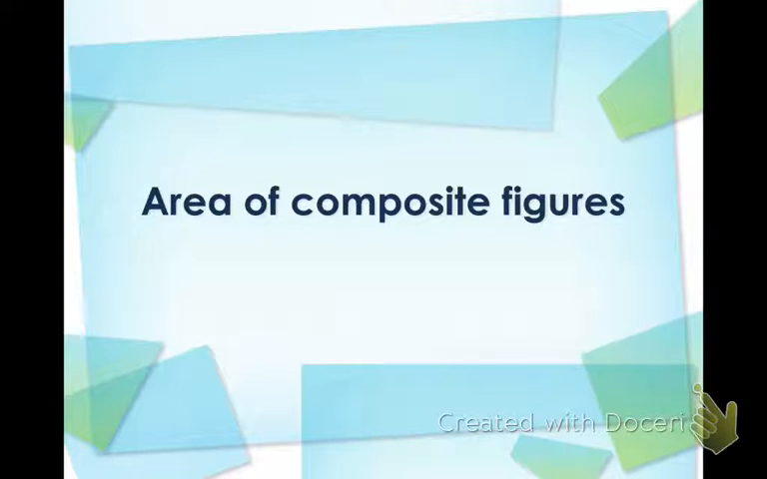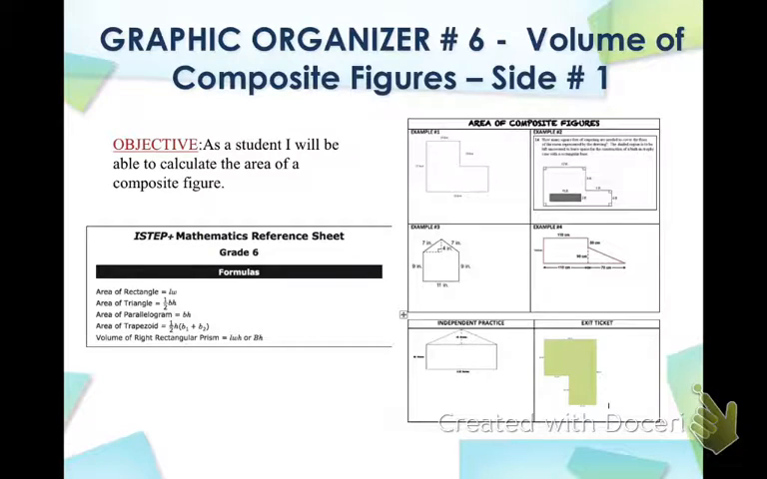Alright, so today we're going to talk about the area of composite figures. You will need these two things: the I-Step reference sheet, because we're going to be working with the formulas at the bottom, and graphic organizer number 6, side number 1. Your objective for this video is that you should be able to calculate the area of a composite figure. What's a composite figure? It's a shape that includes more than just one little shape. It includes multiple, so you have to break it down.